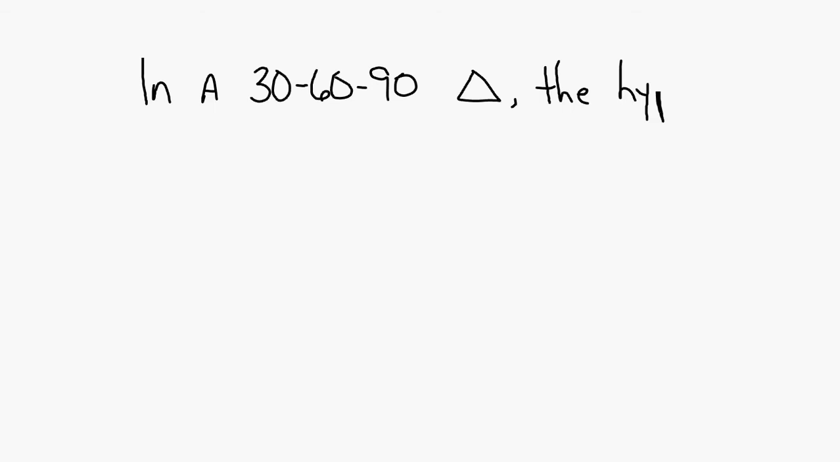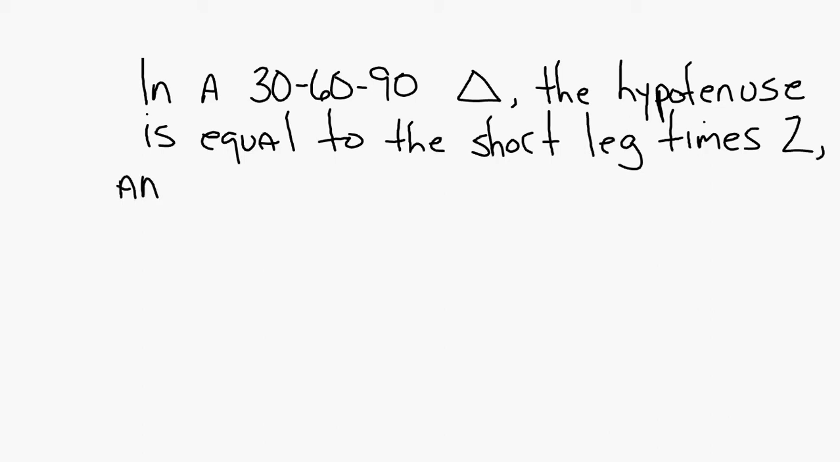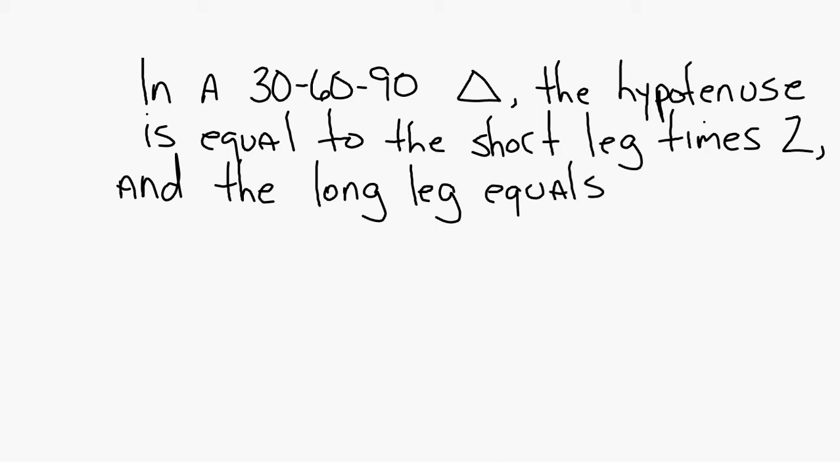So in a 30, 60, 90 triangle, the hypotenuse, spelled correctly, is equal to the short leg times 2 and the long leg equals the short leg times square root of 3.